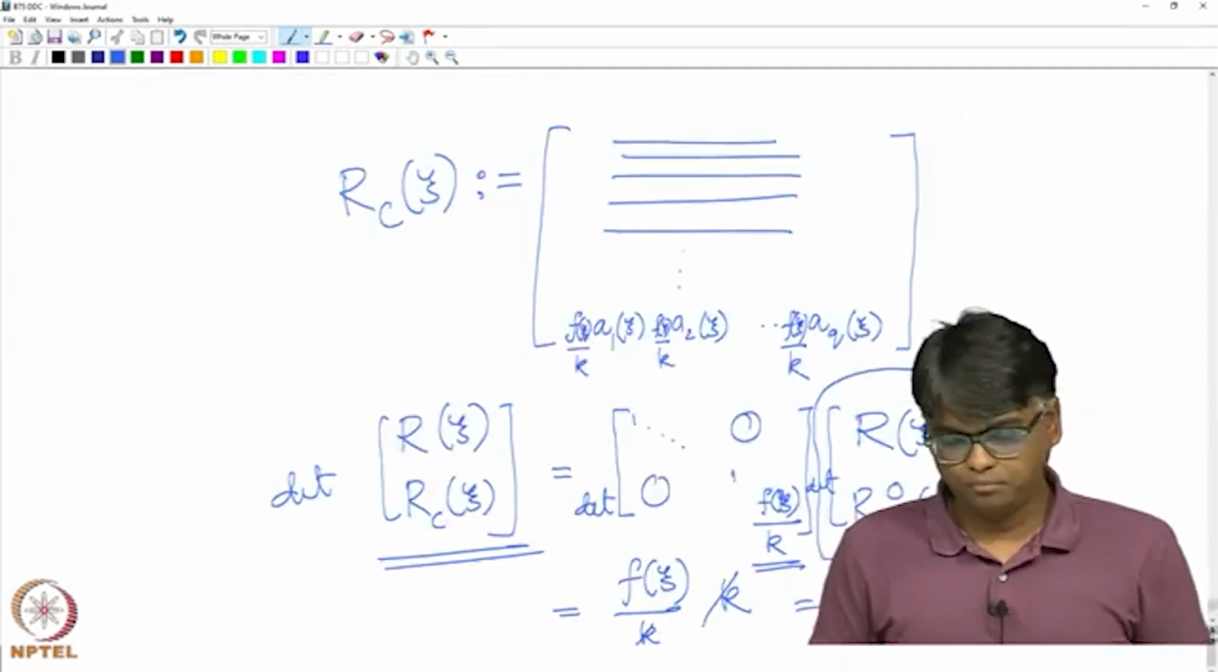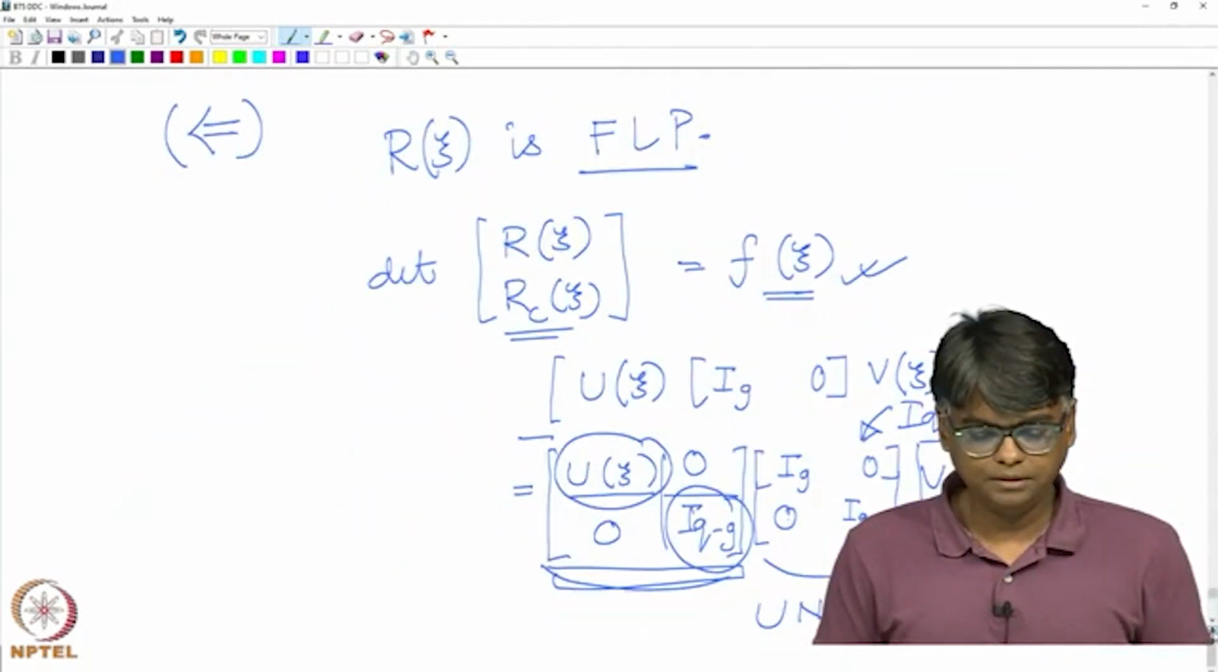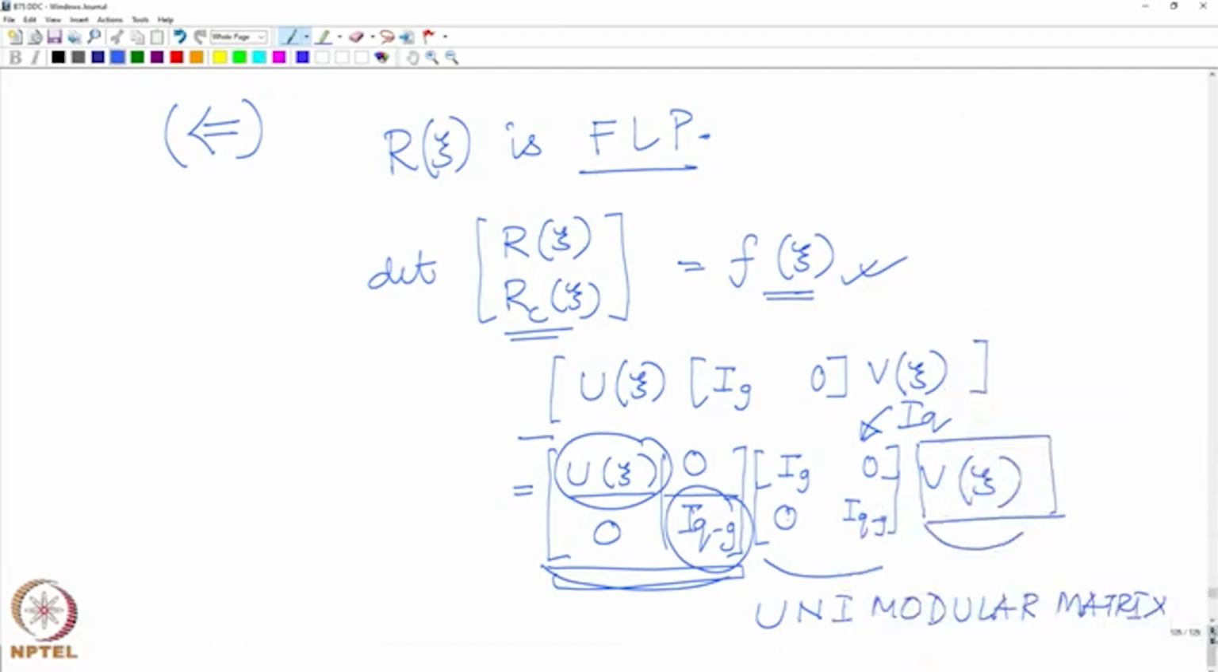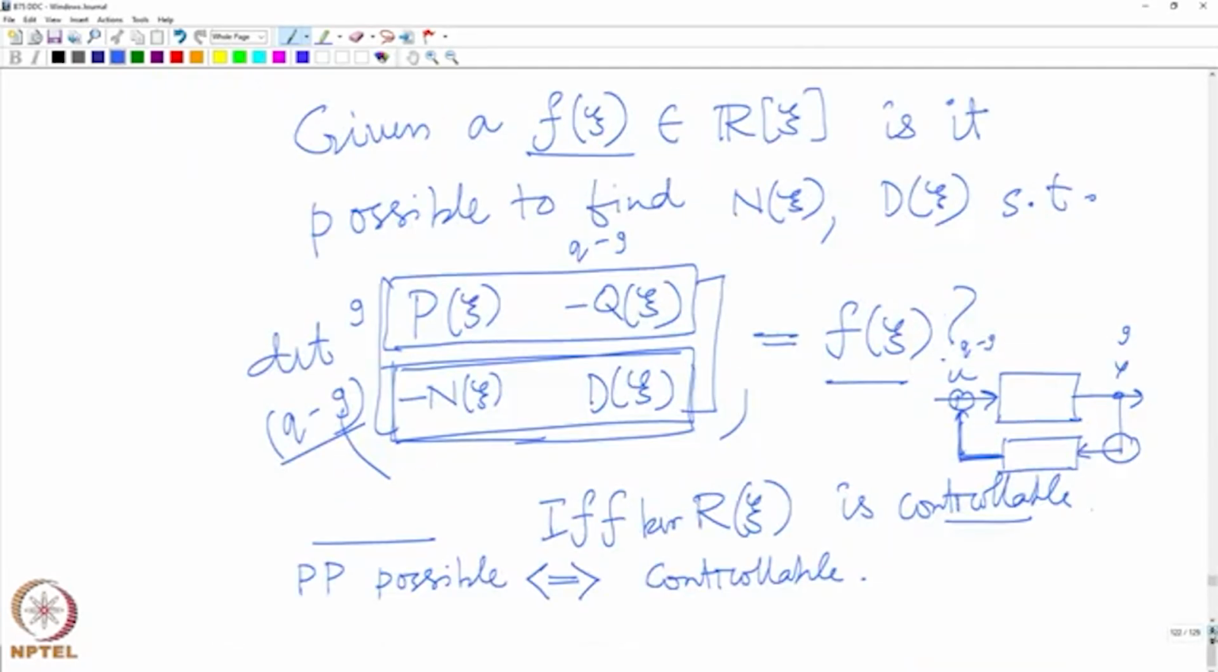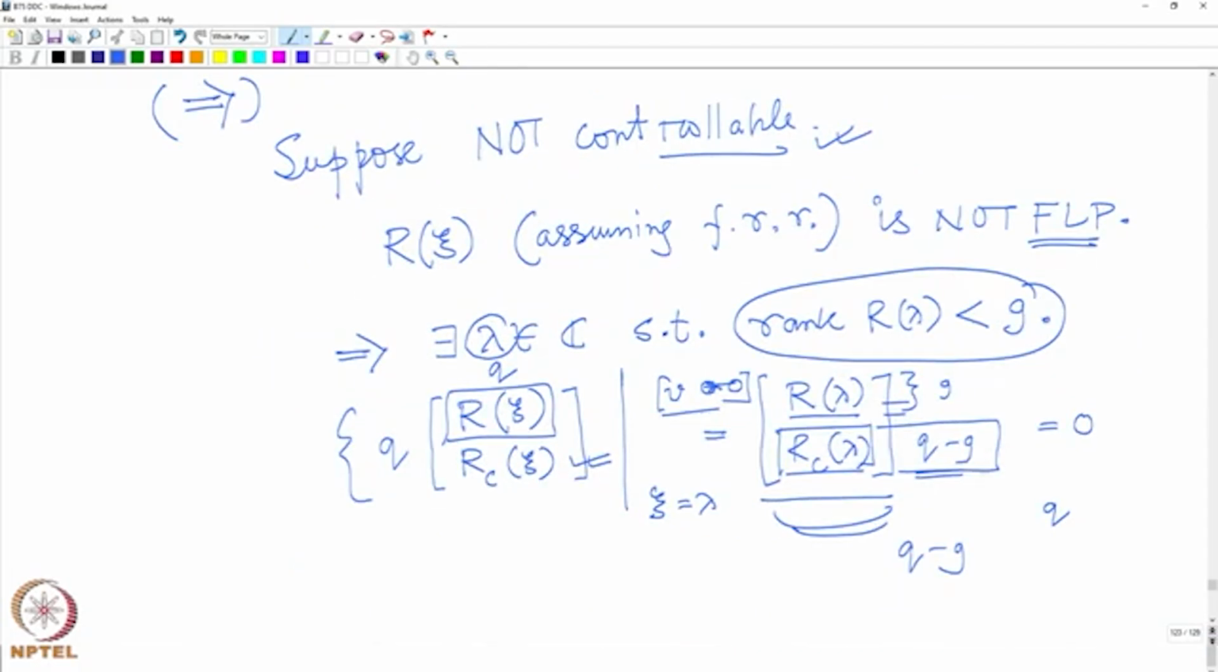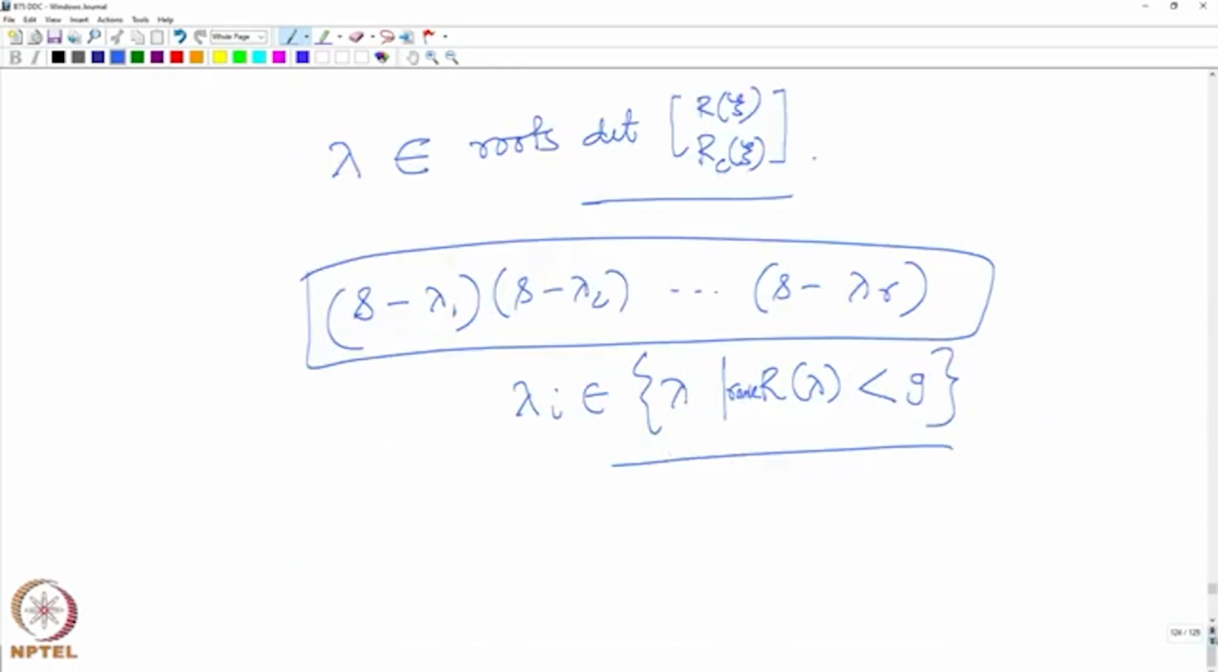So, we have essentially proven this implication as well. By that we have also proven this statement that arbitrary pole placement is possible if and only if controllability.